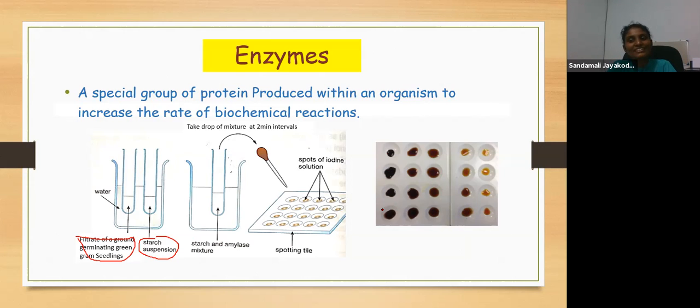So finally there's no starch to react with iodine and give us a blue color. So we will get only the color of iodine. The color of iodine is yellowish brown. We can see at the end only that color. So that is the test we are doing to check the activity of an enzyme.